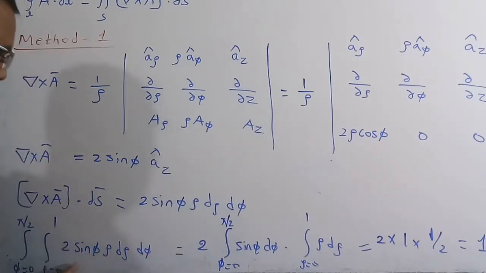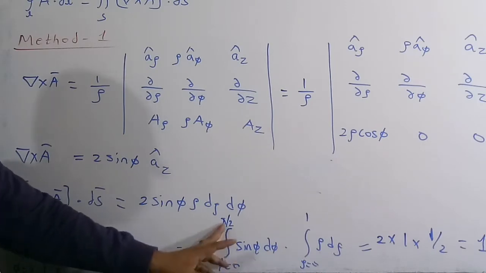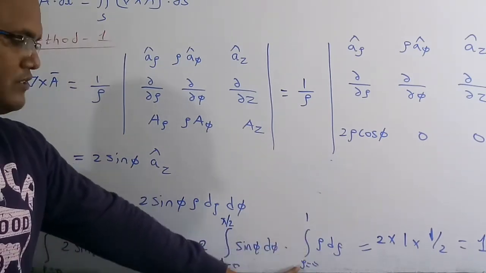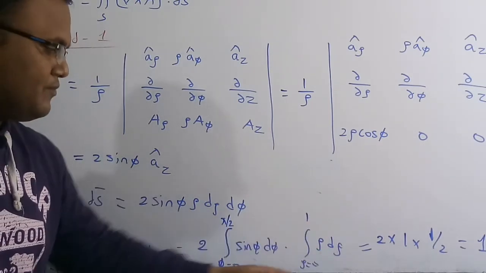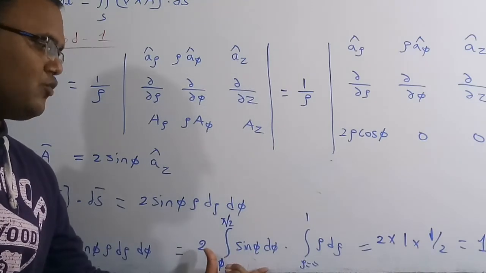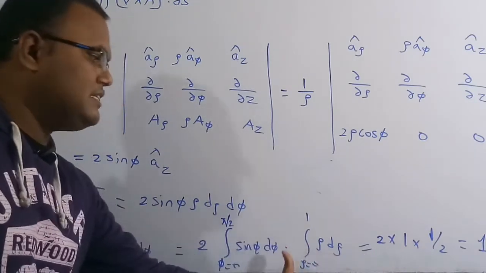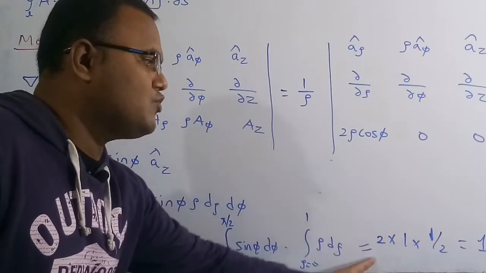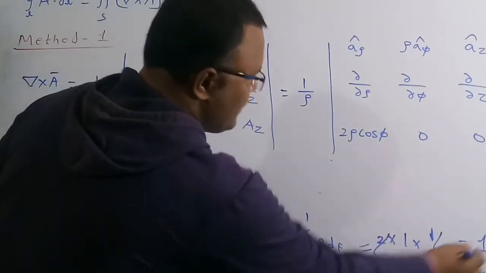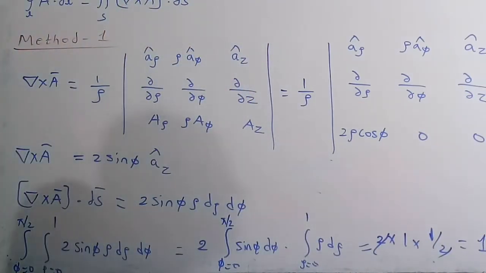So 2 into 2 is outside, and phi is changing from 0 to pi by 2, sin phi d phi, into rho is changing from 0 to 1, rho d rho. So this integral will become 1 and this integral will become 1 by 2. So the 2 gets cancelled. So finally, 1 is the correct solution of this question.